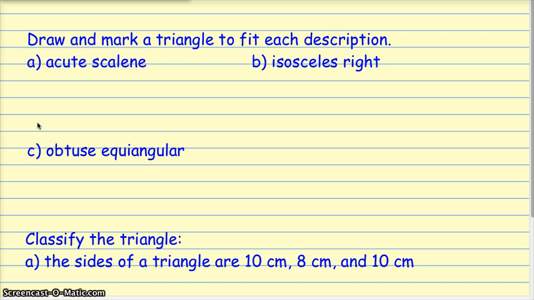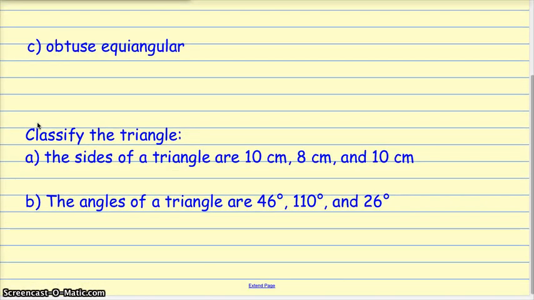Draw and mark a triangle to fit each description. So for problem A, draw me an acute scalene triangle. For problem B, draw me and mark an isosceles right triangle, and the same for letter C. What I'm asking for just below where it says classify the triangle, classify the sides of the triangle that are 10 centimeters, 8 centimeters, and 10 centimeters. Because they've given you your sides, flip back, look at classifying by sides, write down what it applies.